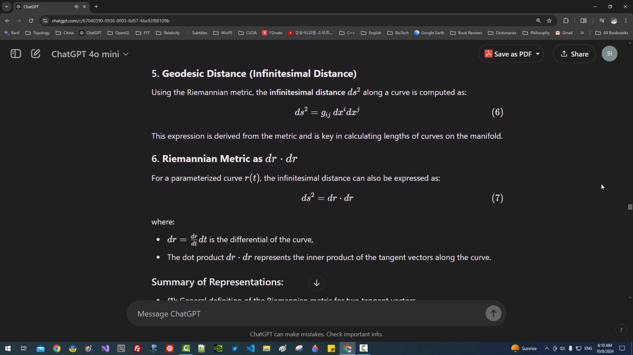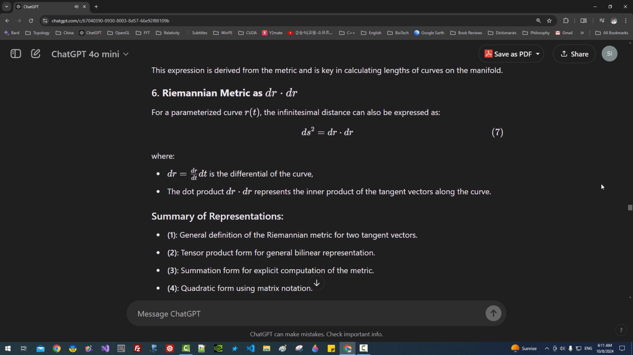Equation 5. Geodesic distance, infinitesimal distance. Using the Riemannian metric, the infinitesimal distance ds^2 along a curve is computed as ds^2 = g_ij dx^i dx^j, tag 6. This expression is derived from the metric and is key in calculating lengths of curves on the manifold. Equation 6. Riemannian metric as dr·dr. For a parameterized curve r(t), the infinitesimal distance can also be expressed as ds^2 = dr·dr, tag 7, where dr is the differential of the curve. The dot product dr·dr represents the inner product of the tangent vectors along the curve.